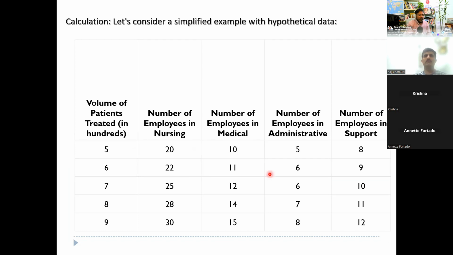Okay, mechanics, this is again getting into the number of patients. Again, I expanded more examples. Let's consider a simplified example with hypothetical data. Number of employees in nursing, number of employees in the medical unit, number of employees in the administrative department, number of employees in the support department. How you build the numbers. Okay.